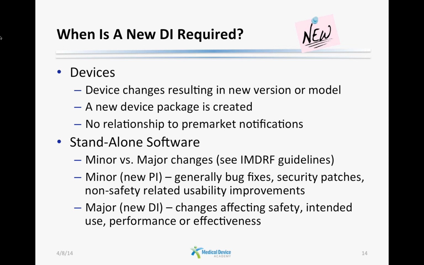Section 830.60, relabeling of a device that is required to bear a UDI, requires a new UDI be assigned and a record be kept showing the relationship between the two UDIs.